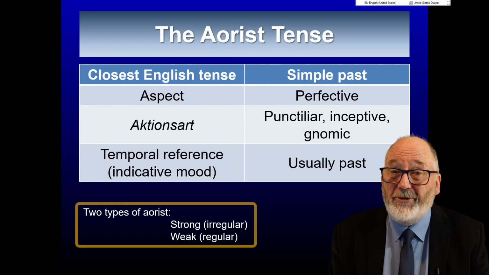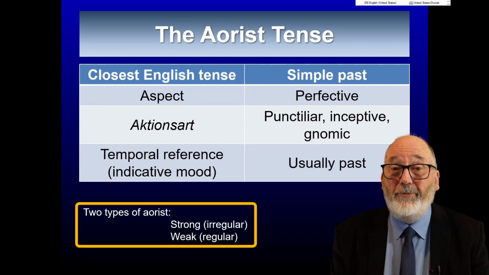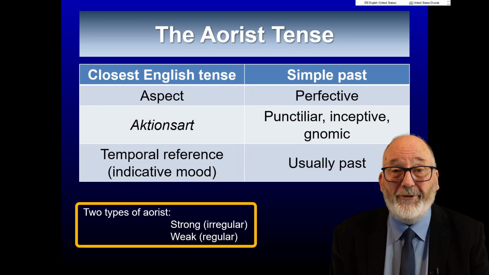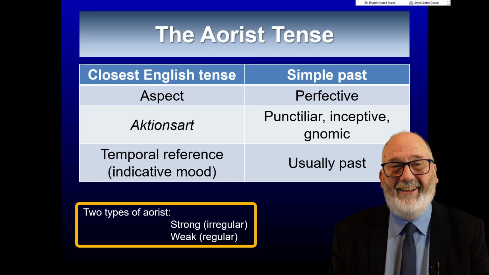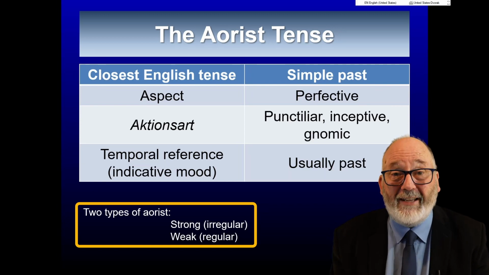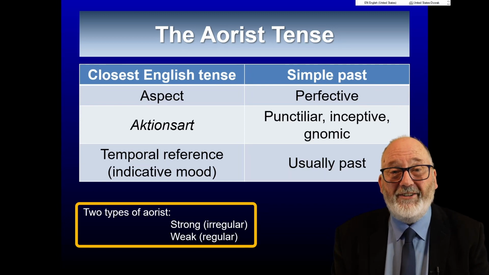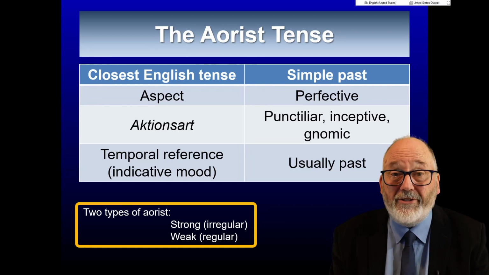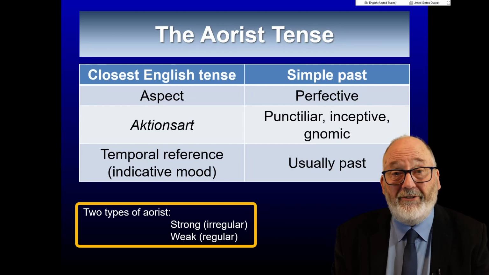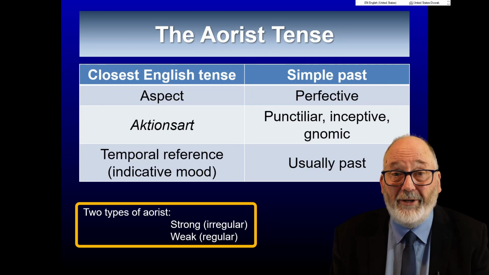Now, there are 2 types of aorist tenses. One group are called strong aorists, and another group are called weak aorists. Look, if we're being honest, the strong aorists are irregular aorists, and the weak aorists are the regular aorists. And you'll be surprised, I'm starting with a strong aorist, but in fact, it's easier to begin with a strong aorist for reasons I'll explain as we go along.